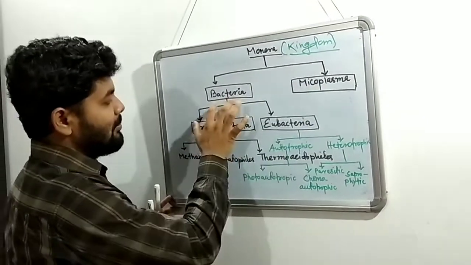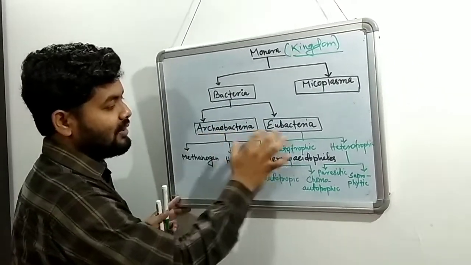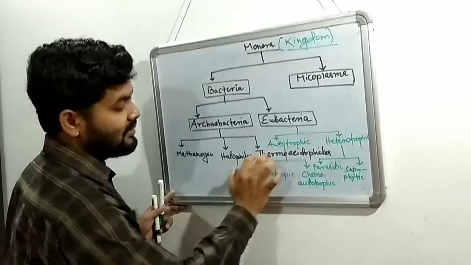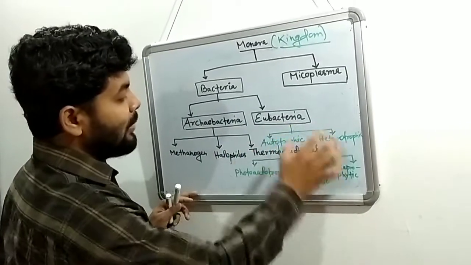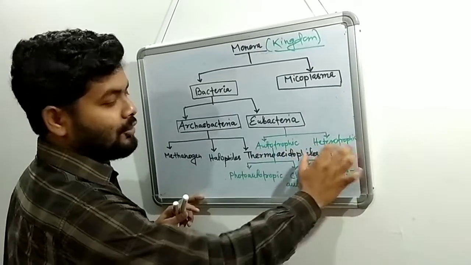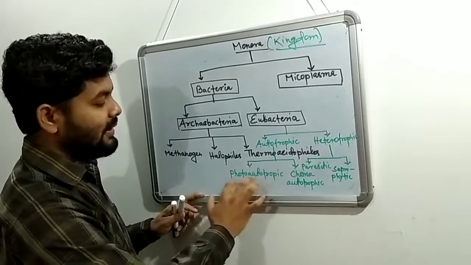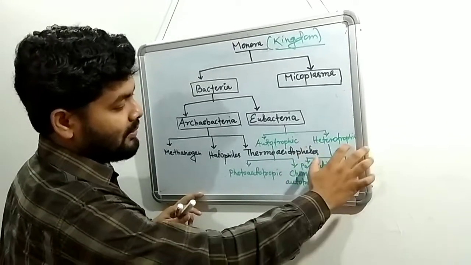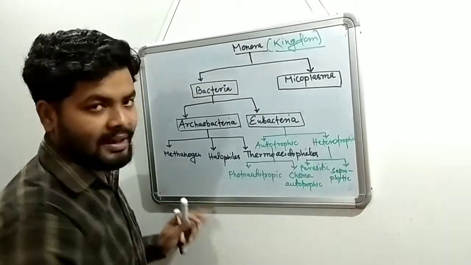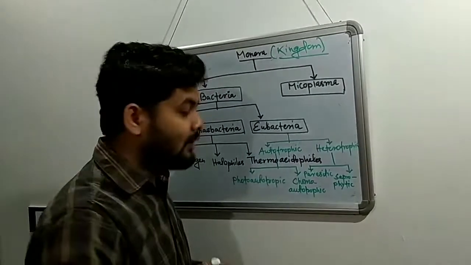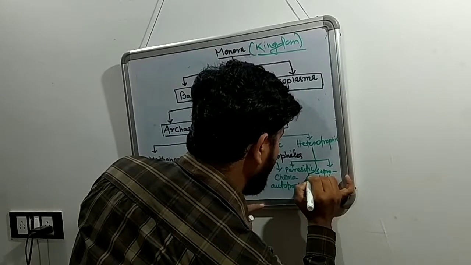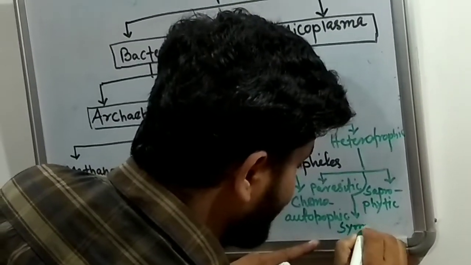So this is the classificatory scheme of kingdom Monera, where you have to remember that Monera has bacteria and mycoplasma. Bacteria are again divided into Archaebacteria and Eubacteria. Archaebacteria have 3 types: Methanogens, Halophiles, Thermoacidophiles. And Eubacteria have autotrophic and heterotrophic bacteria. Autotrophic bacteria are divided into photoautotrophic and chemoautotrophic bacteria. Heterotrophic bacteria are parasitic, saprophytic, and one further included, that is symbiotic. So heterotrophic bacteria are actually 3 types.